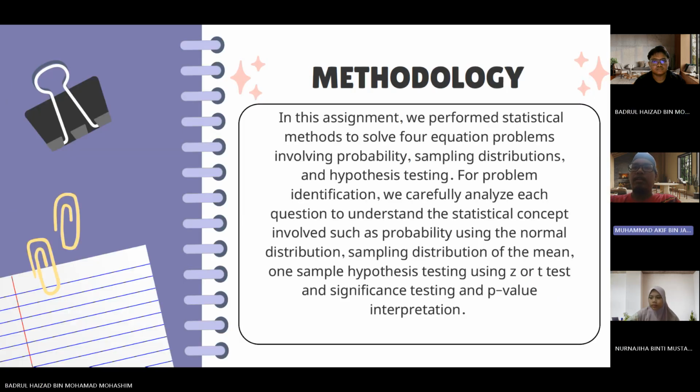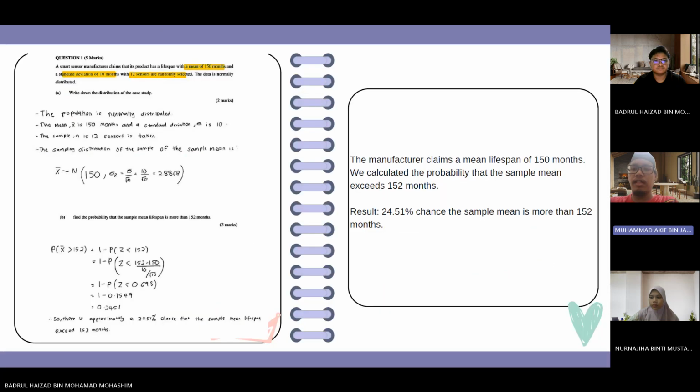Methodology. In this assignment, we perform statistical method to solve 4 equation problem involving probability, sampling distribution, and hypothesis testing. For problem identification, we carefully analyze each question to understand the statistical concept involved, such as probability using the normal distribution, sampling distribution of the mean one sample, hypothesis testing using Z or t-test, and significant testing and p-value interpretation. Okay, so next, our result.